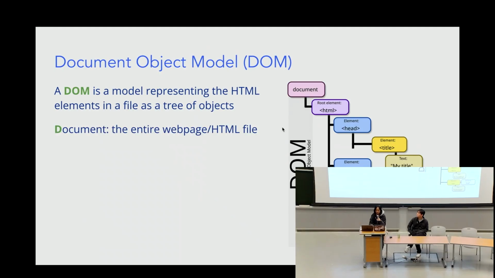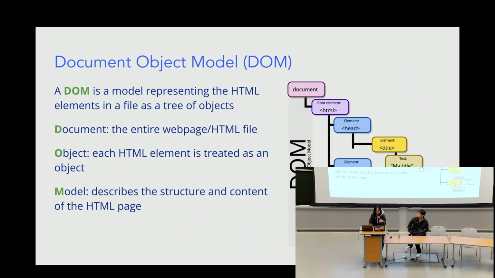And let's actually talk about what each of these words mean. Document just means the entire web page or HTML file that we're working in. Object: each HTML element, instead of being HTML, we're now thinking of it as an object, so it's compatible with JavaScript. And M, the model: this tree diagram here allows you to understand the structure and content of the HTML page.